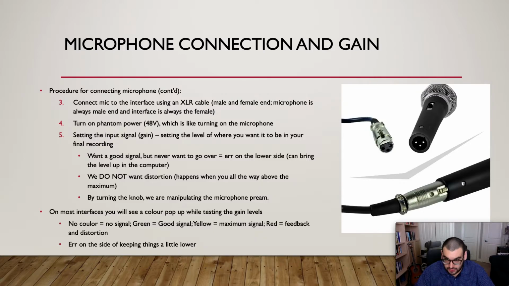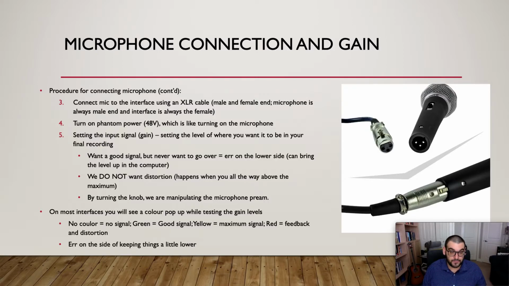Okay, and you can turn the knob to manipulate the microphone preamp. On most interfaces, you'll see a color knob. Now, on the interface that I'm using, there's this ring of color around the gain knob. As I'm talking to you right now, that color ring is lighting up green. That means the signal is good and it's picking up the signal appropriately and the level is good.